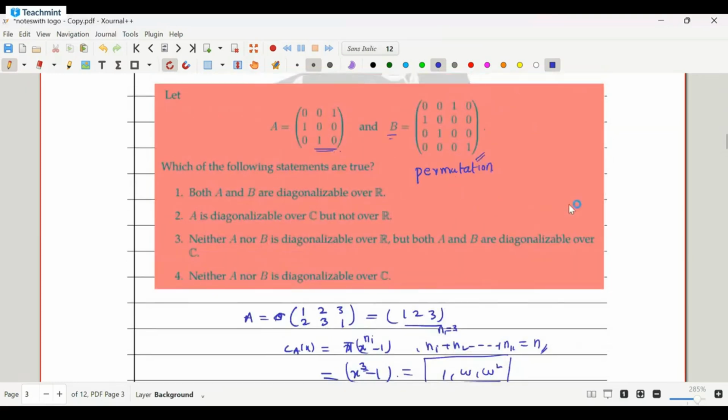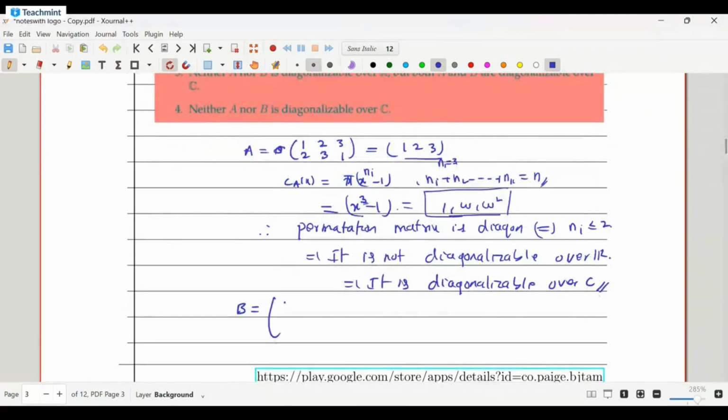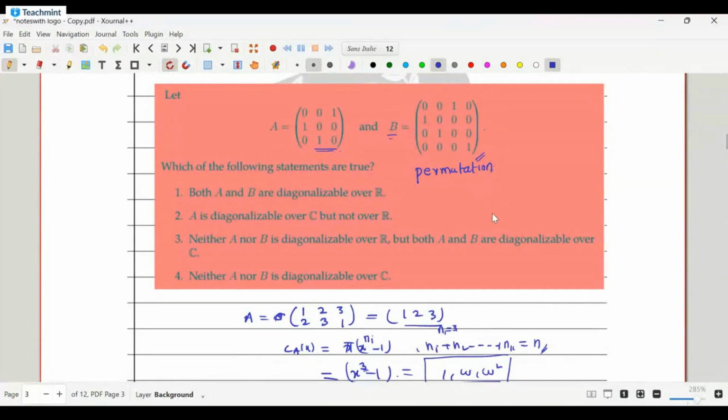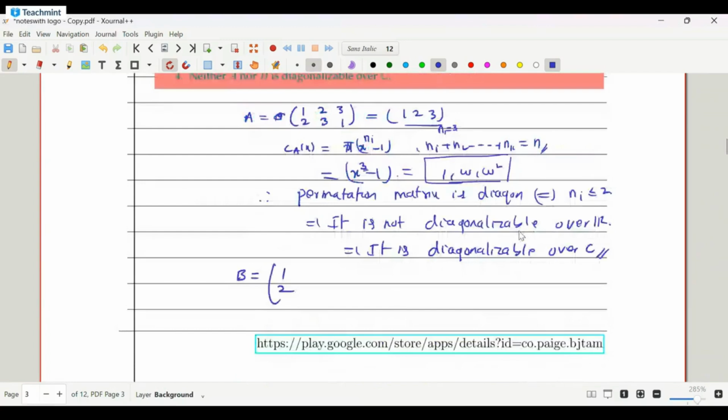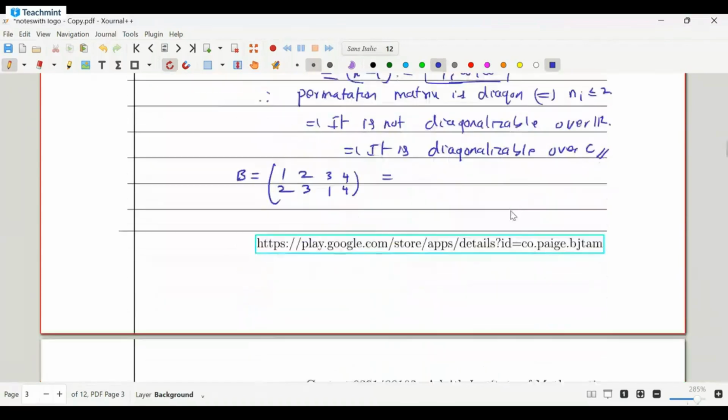1 goes to 2, right? 1 goes to 2 and 2 goes to 3, 3 goes to 1, and 4 goes to 4, sir.